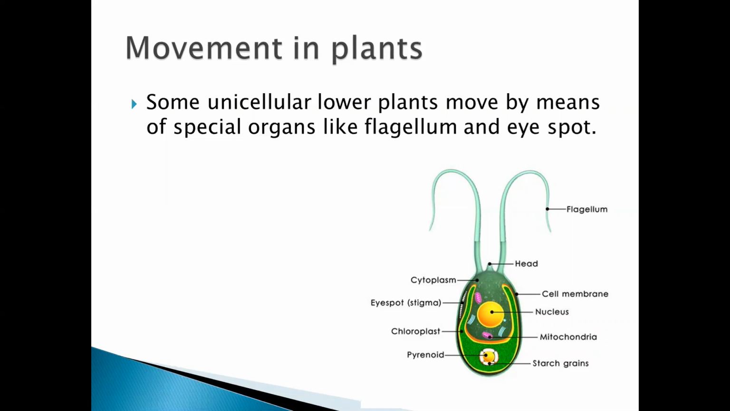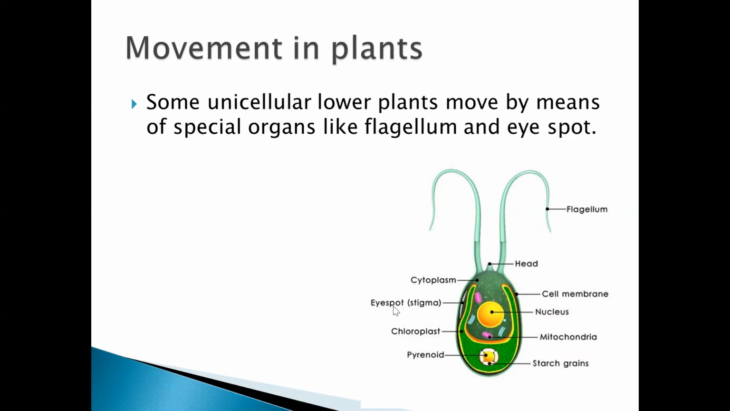All these lower plants are found in water. That's why they use this whip-like or fiber-like structure called the flagellum, which helps them to move here and there in water. They also have another organ called the eye spot, which helps them while swimming to know from where the light is coming. So that is the movement in lower plants, and we are discussing this topic from page number 14 of your book.